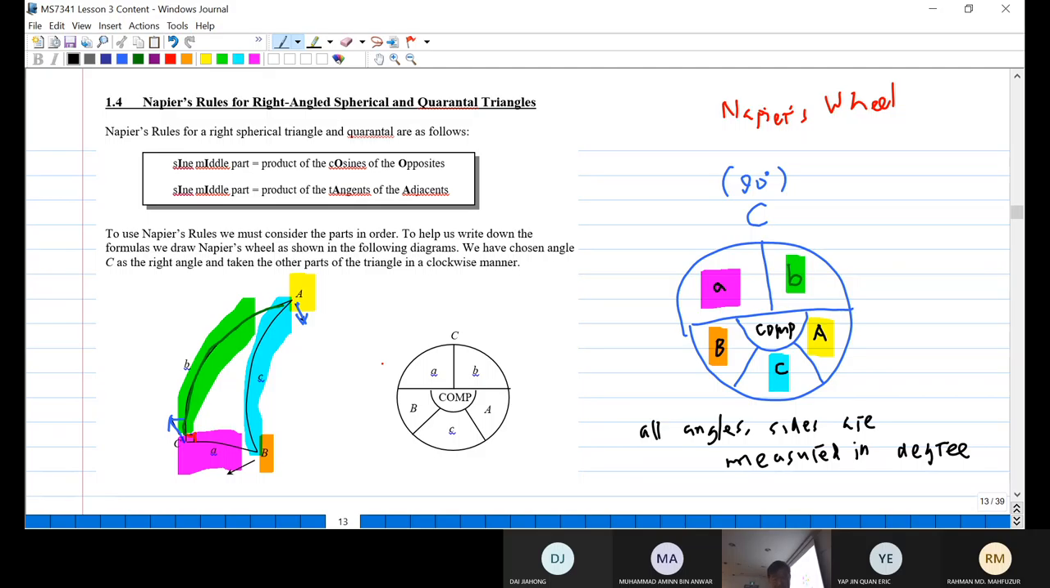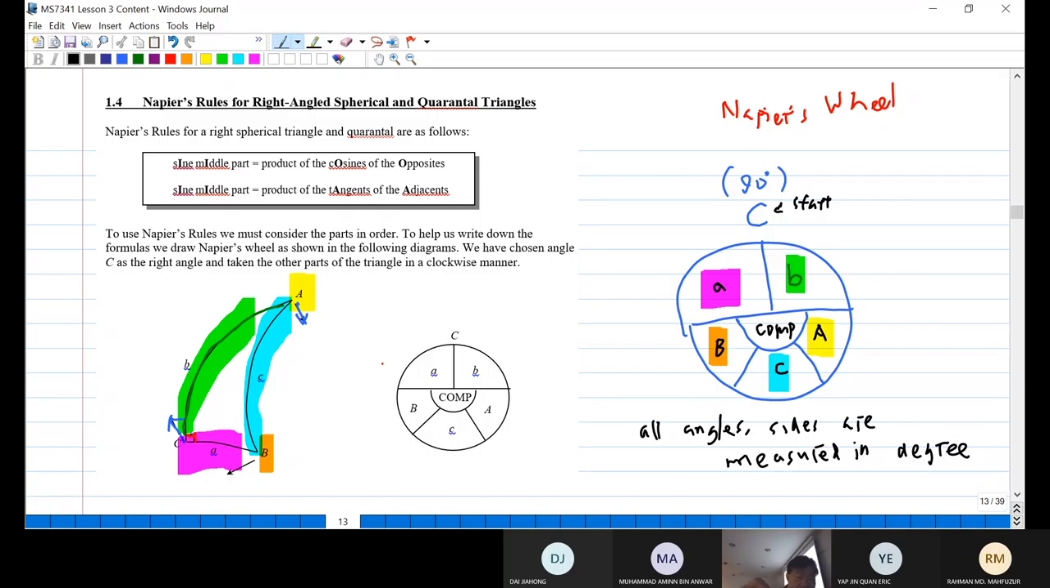Then traverse the spherical triangle starting from C, angle C, where the right angle is. So you start from C, where the right angle is, 90 degrees. Going clockwise, you look at the first side, then next angle A, second side C, next angle B, then third side A. This is called a Napier's view. This Napier's view will help us do some calculation.